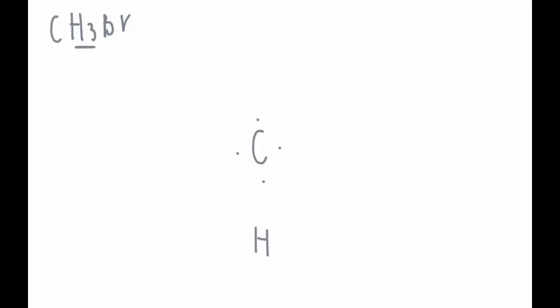So we need 3 H's. So we'll have H, H, and H. So that gets rid of this one. Then we also have our C down. So we need 1 Br. So we'll have Br right here.